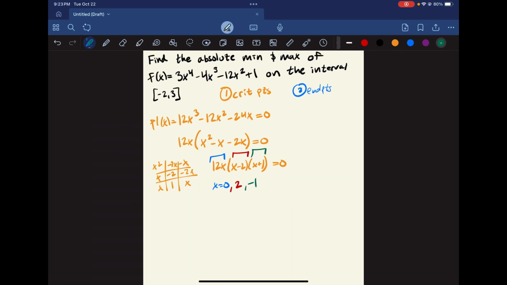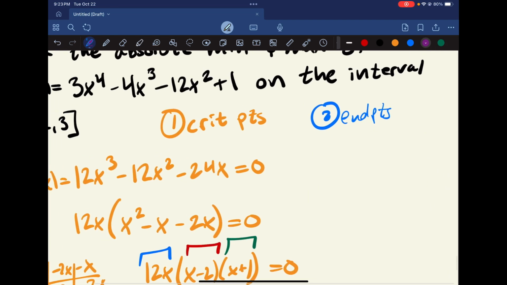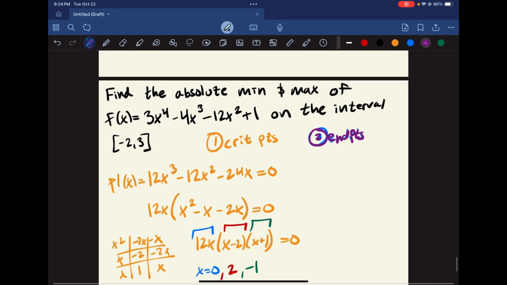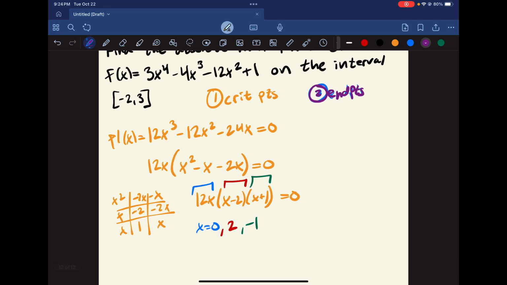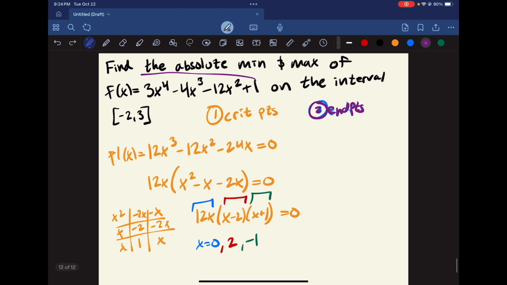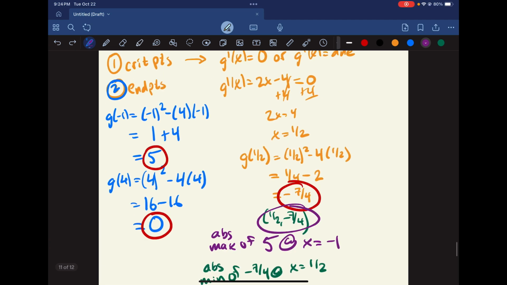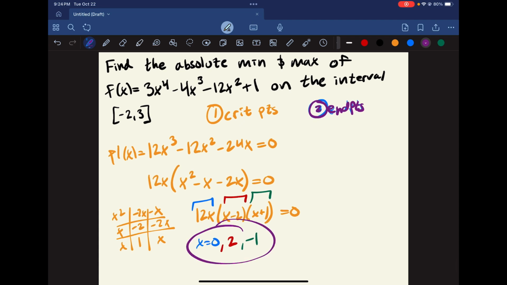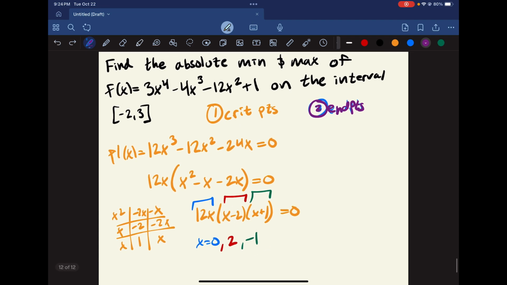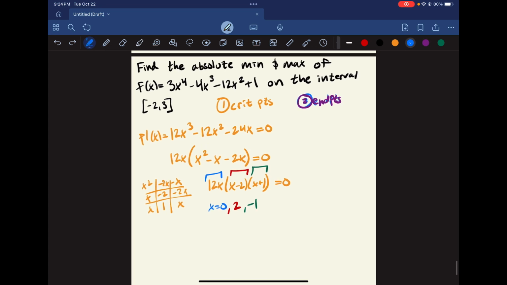So now we've got 5 candidates for absolute max and absolute min on this interval. We've got our 3 critical points, and if you were asked to list the critical points, you would plug all 3 of these x values back into our regular f of x, and then list them as ordered pairs, just like we did for this right here. But if we were trying to find the absolute max or min, we would have to take into account these 3 critical points and then also these 2 endpoints. So let's start by finding the x values of the critical points.